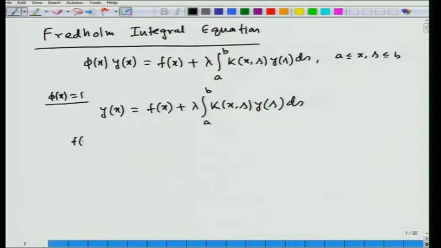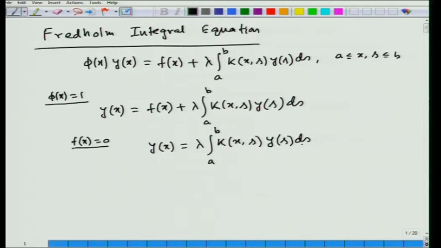And in particular, if we consider f x equal to 0, then you can find this equation: y x equal to lambda times integral a to b k of x comma s y s ds. This is actually a Fredholm integral equation of the second kind, and it is a homogeneous Fredholm integral equation.